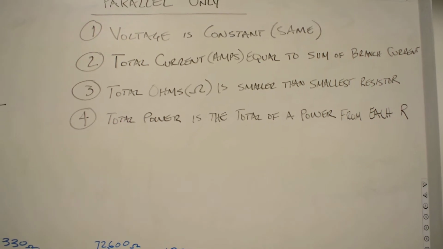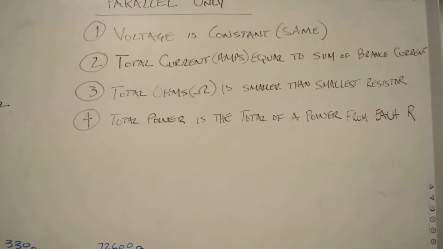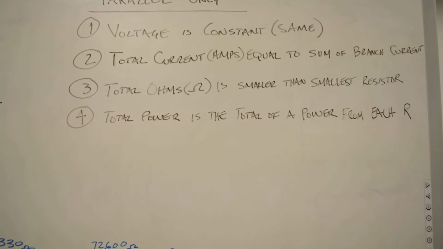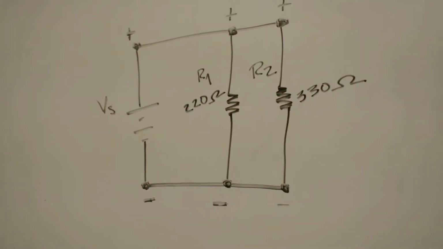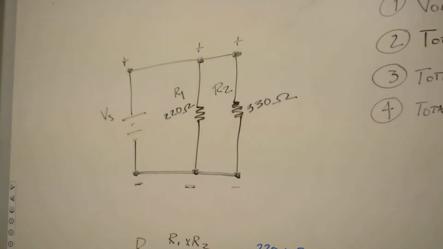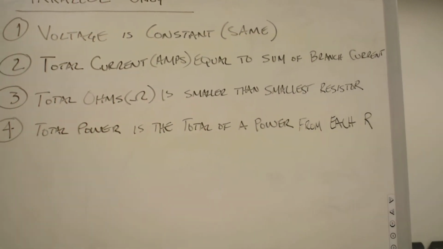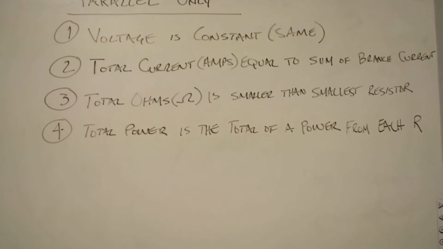The second thing is the total current, or amps, is equal to the sum of the branch currents. So each one of these legs of our circuit, that 220 ohm resistor and the 330 ohm resistor, has a branch current, and those two branch currents in this case would add up to total current.